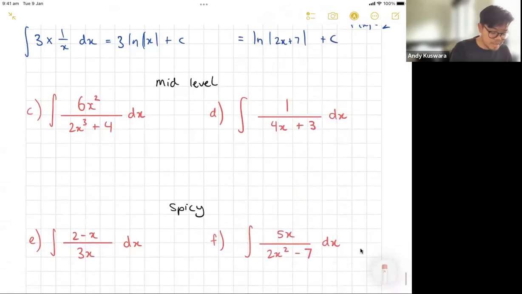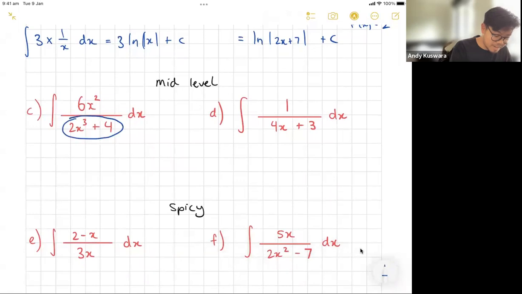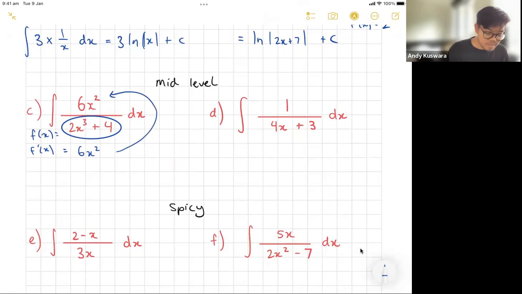So again, if this here is my bottom, if that's my f(x), what's my f dash x? It becomes 6x squared. And if you notice here, it's exactly the same as the top. So if it's the derivative over the original, then I know immediately this is just going to equal ln of my original.